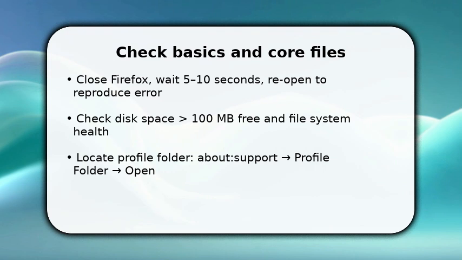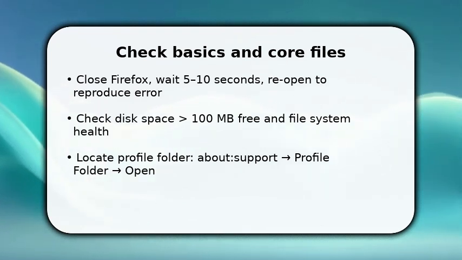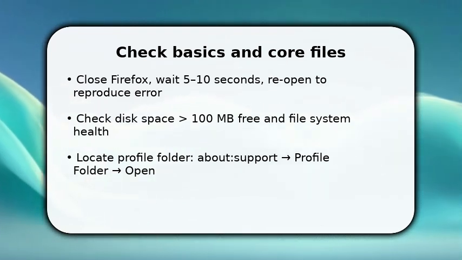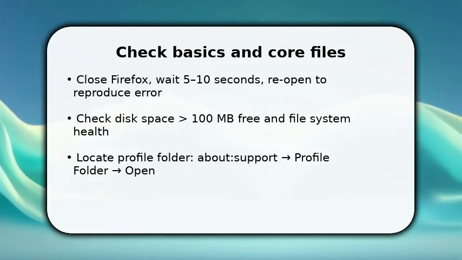Next, open About, Support and click Open Profile folder so you can inspect core files. You'll need to find sessionstore.jsonlz4 and parent.lock. These are the files that commonly trigger the PR end of file error when they are truncated or inaccessible.